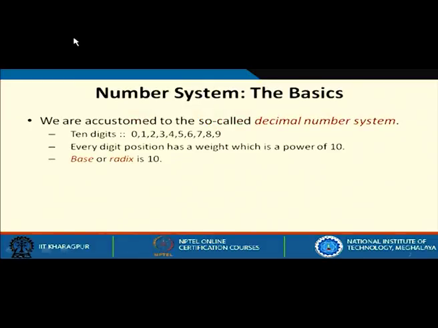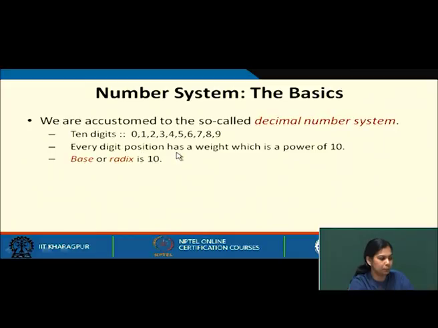Number systems: we are all accustomed to the so-called decimal number system. In the decimal number system we represent 10 digits, 0 to 9, and every digit position has a weight which is a power of 10, so the base or the radix is 10.